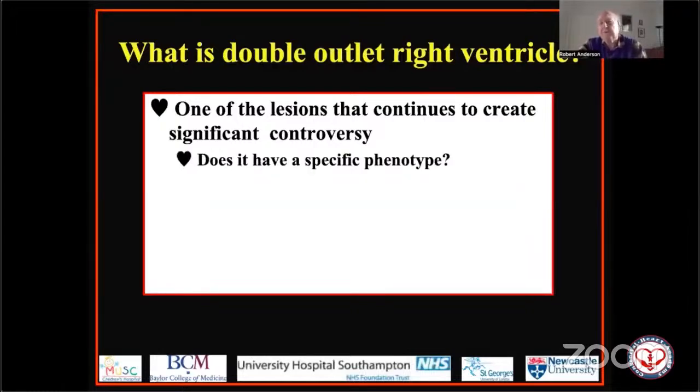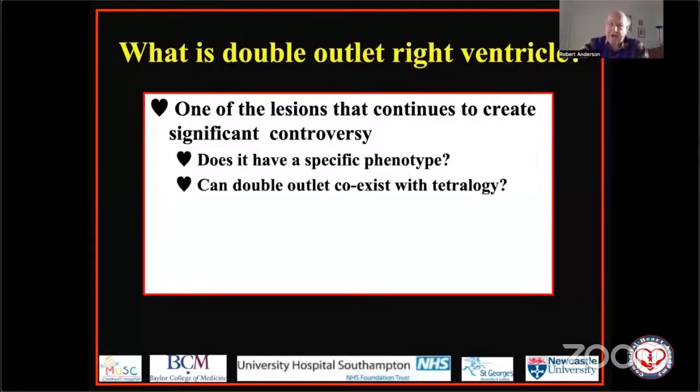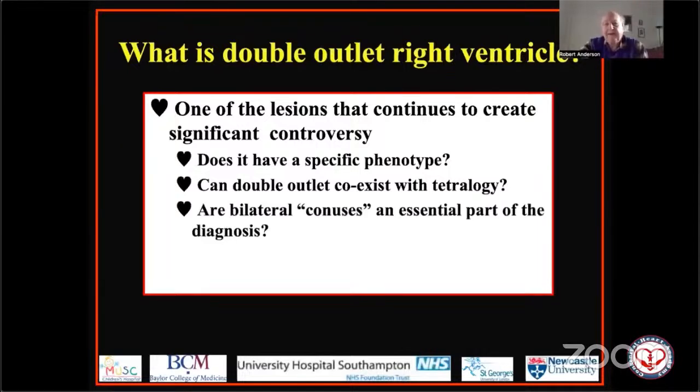We're going to address the first problem. Does double outlet right ventricle have a specific phenotype? And of course, we're going to come back to the relationship between double outlet and tetralogy. Again, I emphasize that I hope many of you were with us in our last session when we specifically concentrated on what was going on in tetralogy. But we will be discussing that again.